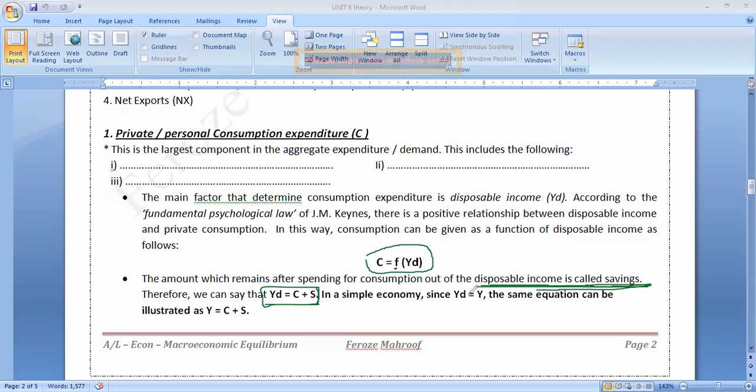In a simple economy, simple economy is an economy without government. Therefore, there are no taxes or transfers. Therefore, in a simple economy, Y and YD are the same. Therefore, we can say Y equals C plus S. Practically, YD is C plus S. Shall we do a small calculation on this? And also ask me if you didn't understand any section we discussed now.